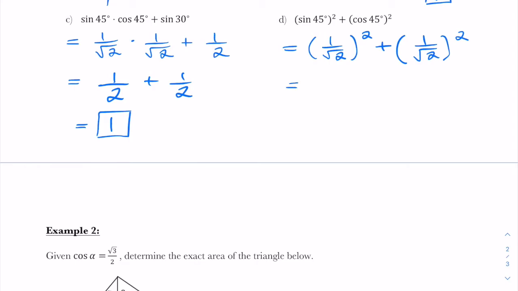When you square a fraction, square the numerator and denominator. 1 squared is 1, square root of 2 squared is 2. And once again, a half plus a half simplifies to 1. And that's how we do these types of calculations without a calculator. I'll just remind you again, please pay careful attention to how we're doing this because this will appear again in grade 12.